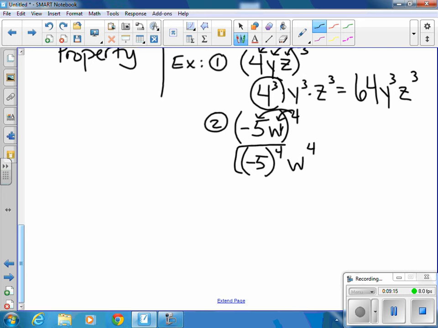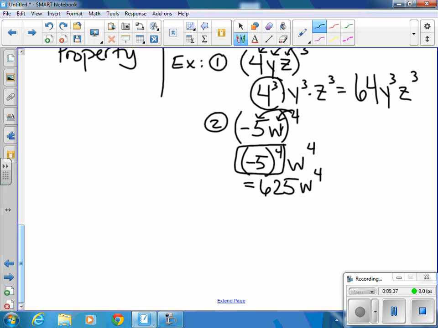Again, you can't have a coefficient that's a power, so we need to turn that into a regular number. If you type in negative 5 in parentheses to the 4th power, right, you're going to get 625. And then w to the 4th power. Right, so that's the official answer right there.